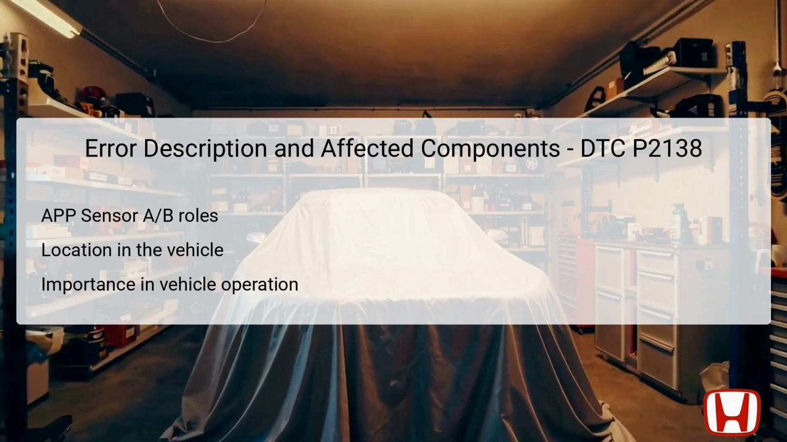Ensuring that these sensors function properly is vital for smooth acceleration and overall vehicle operation. The PCM uses this information to ensure efficient fuel economy and compliance with emission standards. The most common cause of the DTC P2138 can frequently be attributed to a faulty APP sensor, either sensor A or B, indicating a possible internal failure or incorrect voltage output.